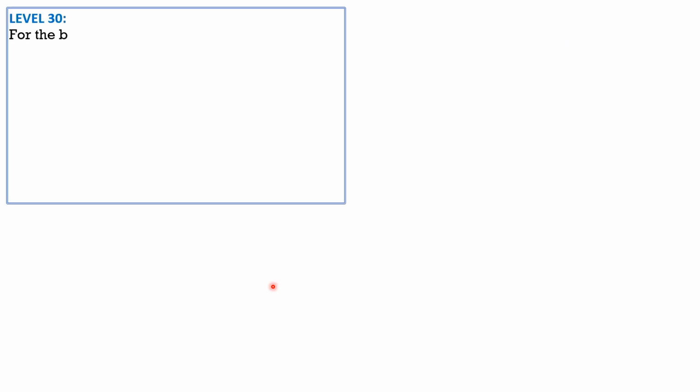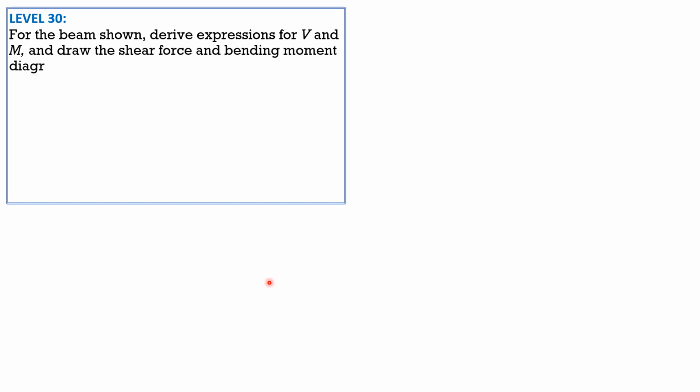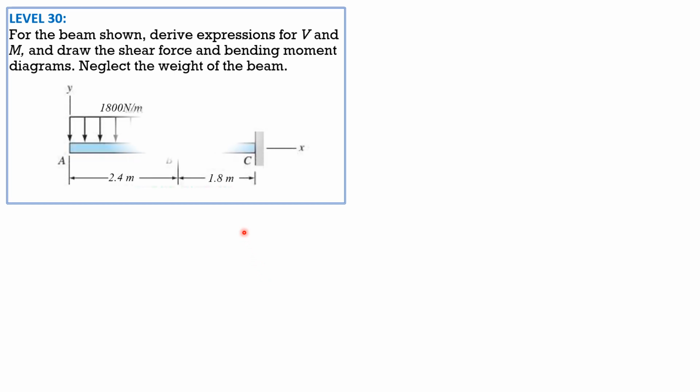Then lastly, for level 30 problem, for the beam shown, derive expressions for shear and moment and draw the shear force and bending moment diagrams. Neglect the weight of the beam. So here is the given figure. Actually, we don't need to solve for the reactions at C. We simply section the beam. There are two sections, AB and BC, then isolate the left portion.